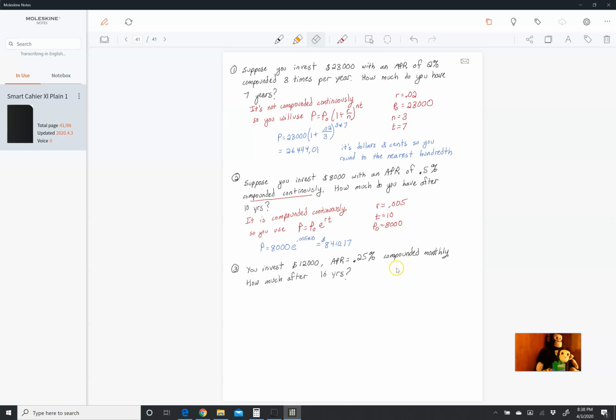So this doesn't say compounded continuously, which means that we're using this equation up here. So our R is 0.0025. Remember to divide by 100. Our N is monthly, so our N is 12. Our T is 16. Because we want to know how much we have after 16 years. And our P0 is 12,000. So again, it's a plug and chug.